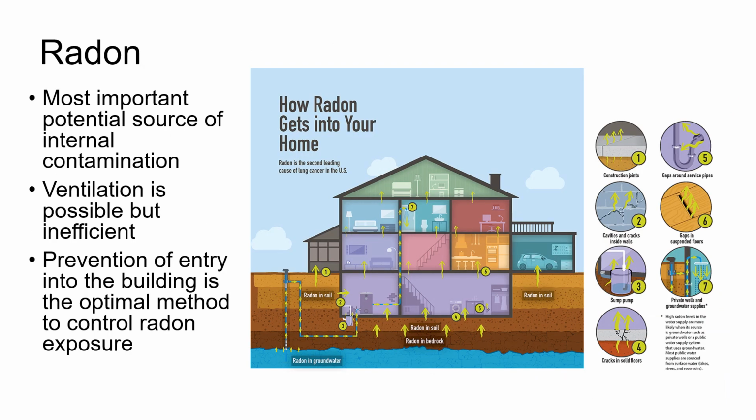The most important potential source of internal contamination is radon, which we covered in the first lecture, but now we're going to discuss how to control for radon exposure. So radon is often found in the bedrock or soil below buildings and can enter buildings quite readily. It can enter through things like construction joints, gaps around service pipes, cracks in the wall, gaps in the floor, sump pumps, and groundwater supply. Ventilation of radon is possible, but it's inefficient.